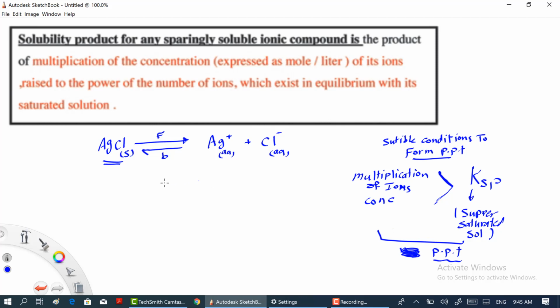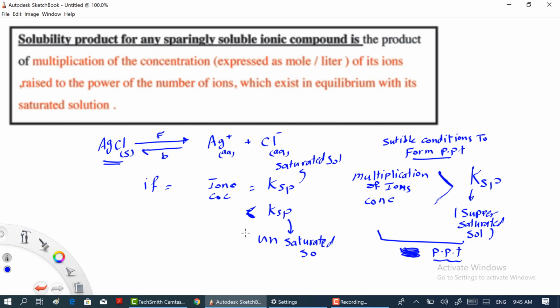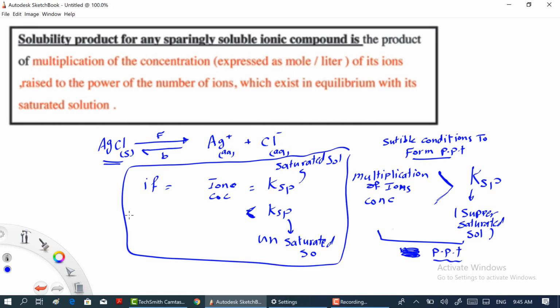But if the ion concentrations equal the Ksp, or are less than the value of the Ksp, in this case it is a saturated solution, or an unsaturated solution. So overall, no PbT is formed.